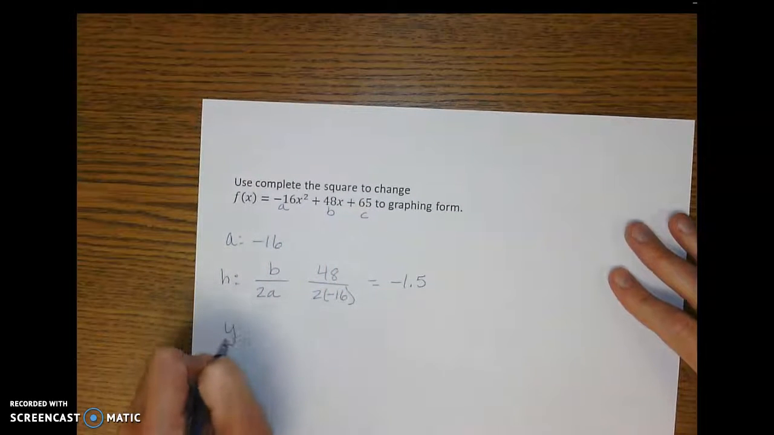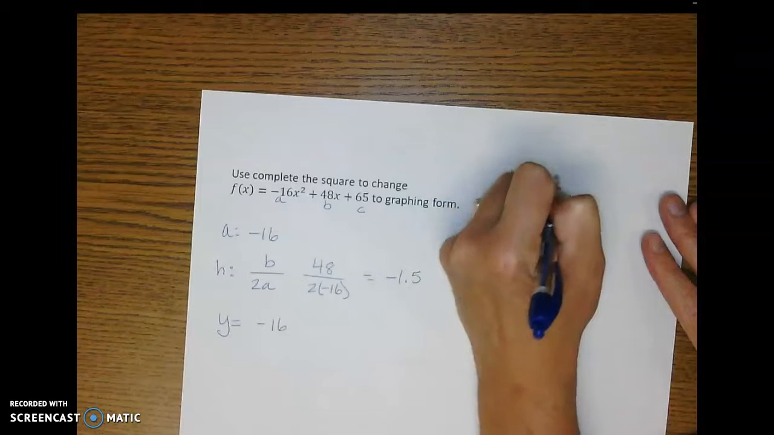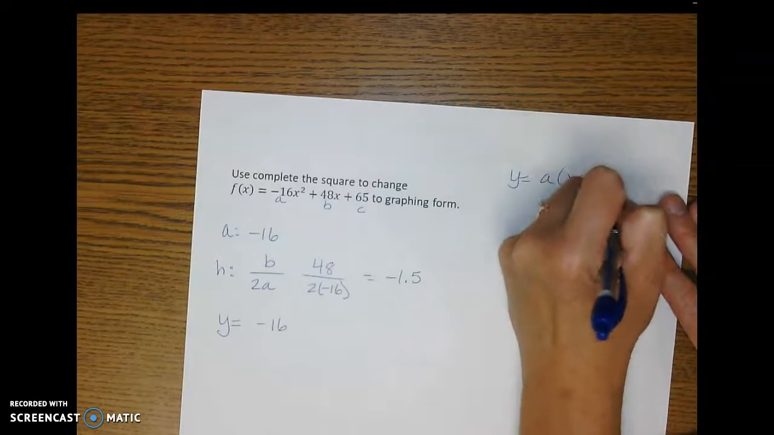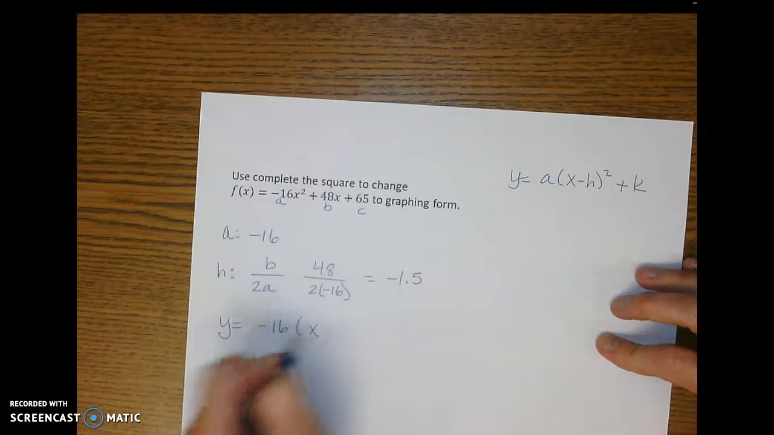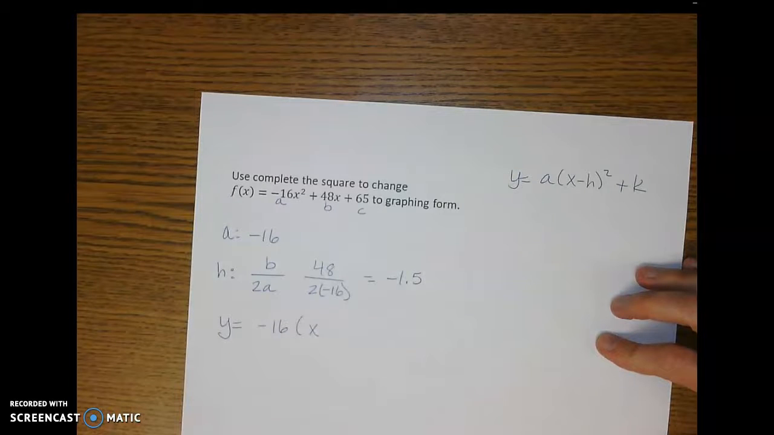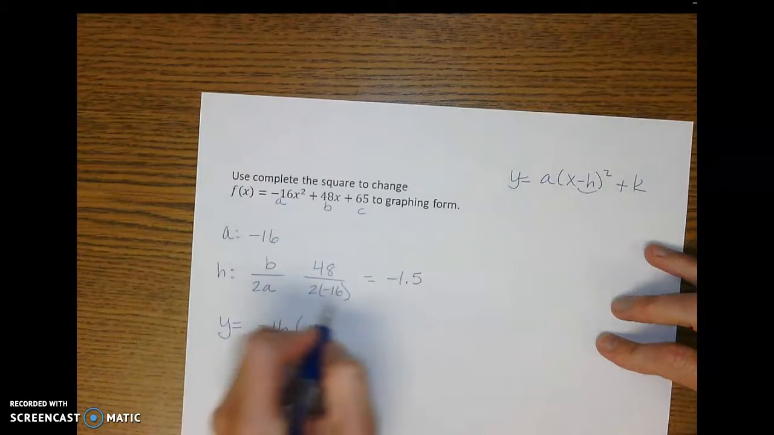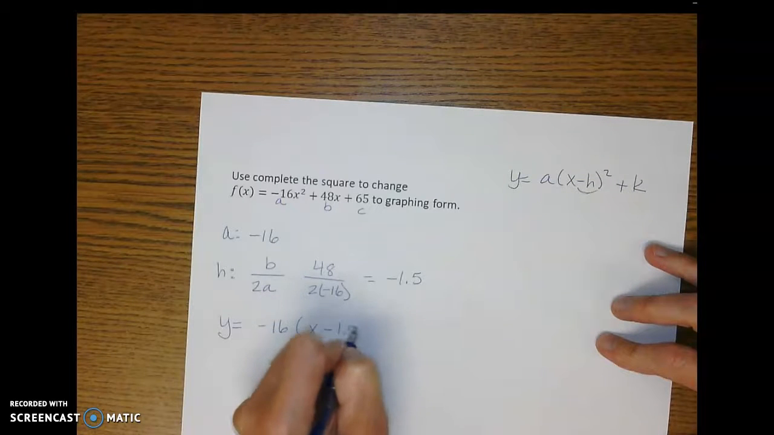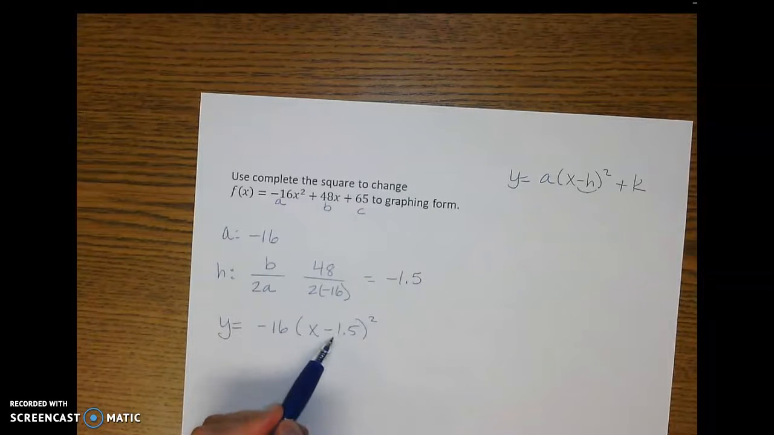Now we start writing our equation. Y equals negative 16. By the way, it's this format right here. A times x minus h squared plus k. So negative 16 is a. X, we actually found this whole little piece here right away. So this is minus 1.5 squared. You can always double check that. So a negative times a negative will be a positive, and then times the negative.